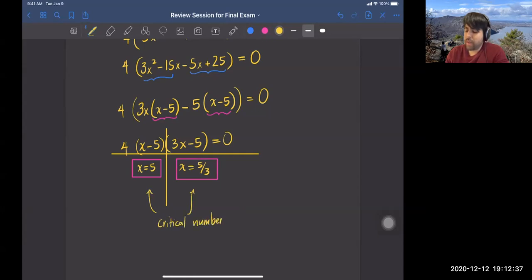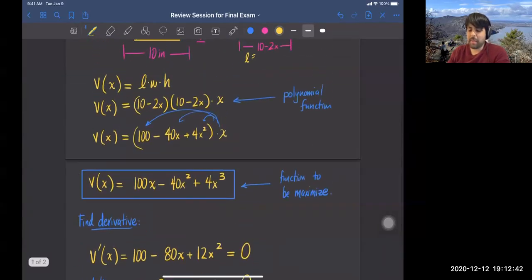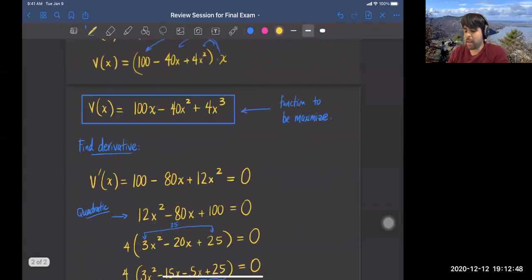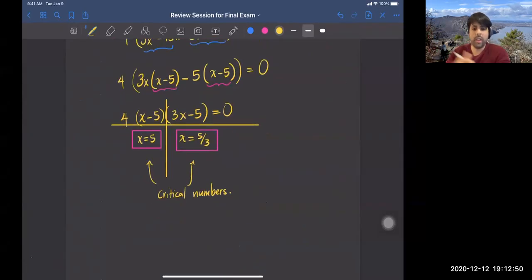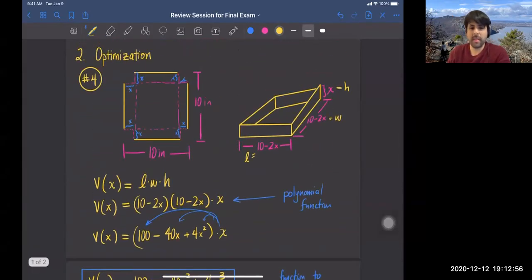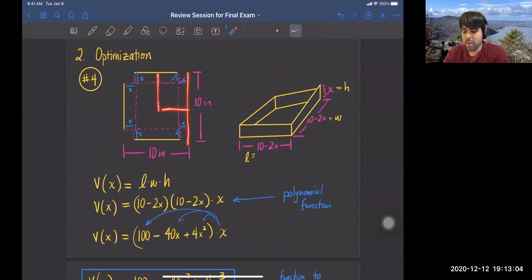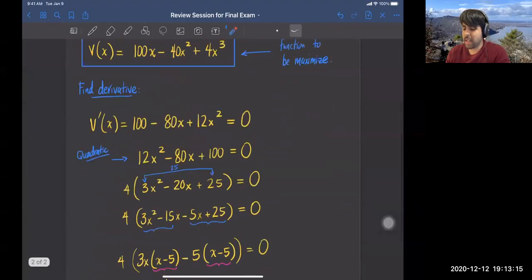Now, which is the correct one? Is it that I take away 5 inches from each corner to maximize the volume that I create? Or is it that I cut out 5/3 inches on each corner? Which one do you think, without even having to check it, makes the most sense? 5/3, right? Because this is already 10 inches. So imagine cutting half. You're literally cutting the whole box. If I were to do that, I would be minimizing the volume to 0, but that's obviously not what I want to do.